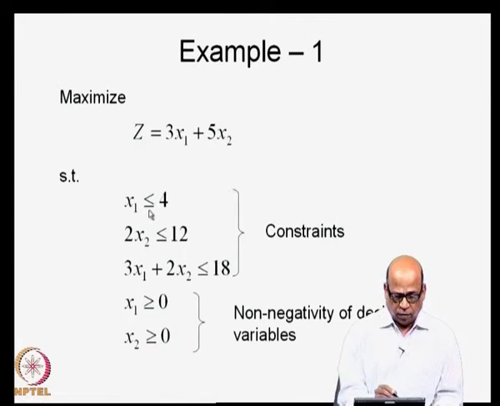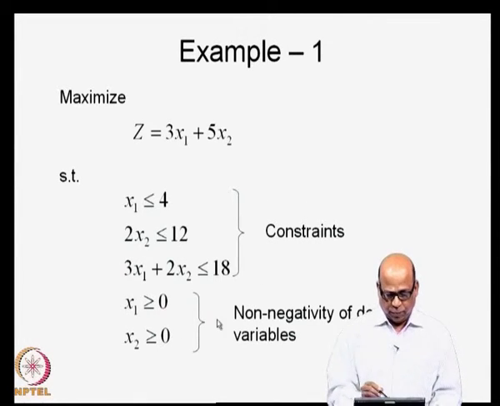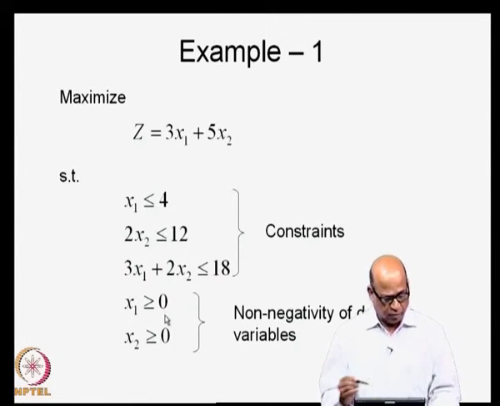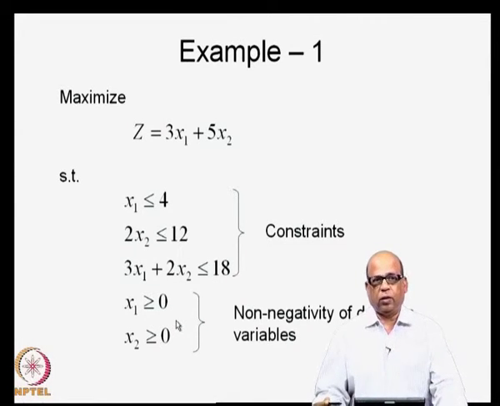So, maximize 3 x 1 plus 5 x 2, subject to x 1 less than or equal to 4, 2 x 2 less than or equal to 12, 3 x 1 plus 2 x 2 less than or equal to 18. These are the constraints. Then we have the non-negativity of decision variables, x 1 greater than or equal to 0, and x 2 greater than or equal to 0.